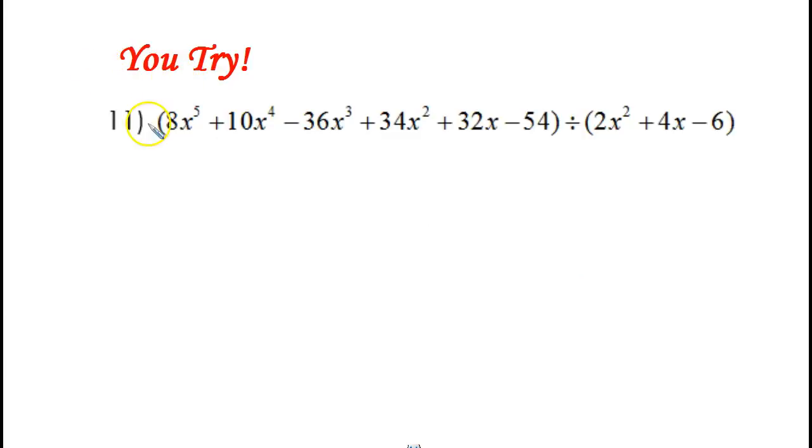Before you get to class, I would like for you to try number 11. We've got a very large problem, but you're going to do the same process that we just did. I'd like you to try to divide 8x to the 5th plus 10x to the 4th minus 36x cubed plus 34x squared plus 32x minus 54 by 2x squared plus 4x minus 6. Follow the steps, follow the procedures, do your best, and we'll talk about this problem in class.